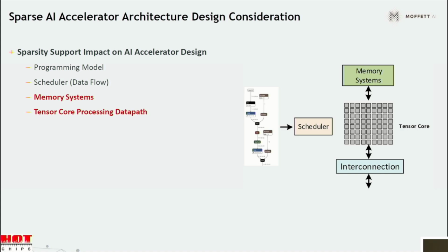It can affect the data flow and the scheduler because sparsity changes the dynamic behavior of the workload, so the computation and the memory requirement are different. The data flow or scheduler of the accelerator has to change. And the sparsity design has a major impact on two components: the memory system and the tensor core data path.